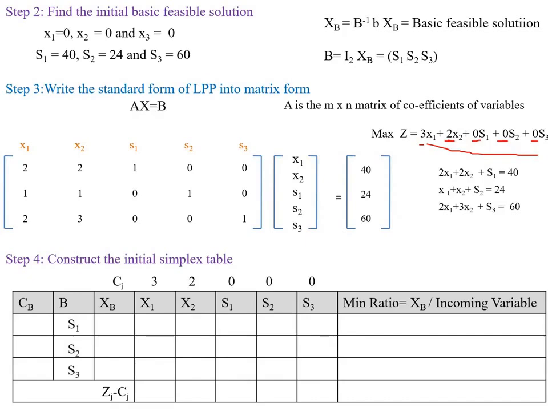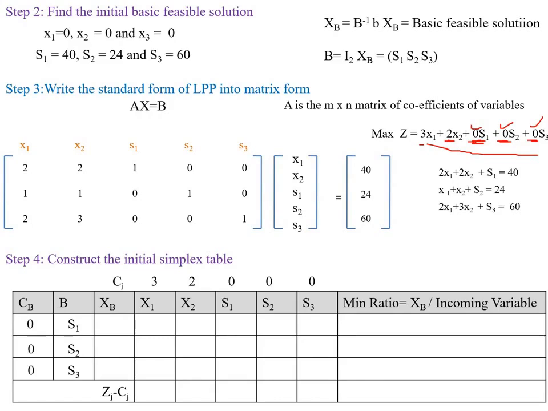Next, write the initial basic variables, that is S1, S2 and S3, and fill the initial cost coefficients for S1, S2, S3. Here I have to observe the objective function: 0 is the cost coefficient for the S1 variable, 0 is the cost coefficient for the S2 variable, and 0 is the cost coefficient for the S3 variable. So the Cb values are 0, 0 and 0.